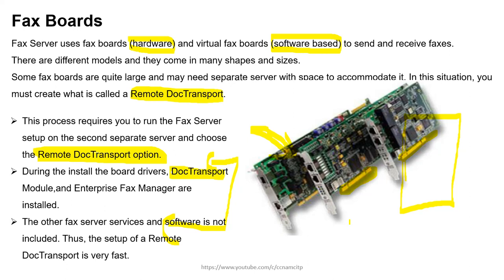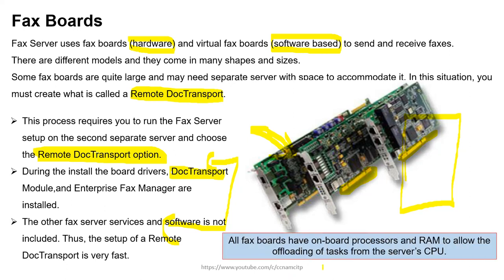Now let's move a little further. All fax boards have an onboard processor and RAM to allow the offloading of tasks from the server's CPU. For example, you have one server here. Apart from this server's RAM and processor, this card will have its own RAM and processor to allow the offloading of tasks from the server's CPU. You should know this minor but very important information. Let's move to the next one.